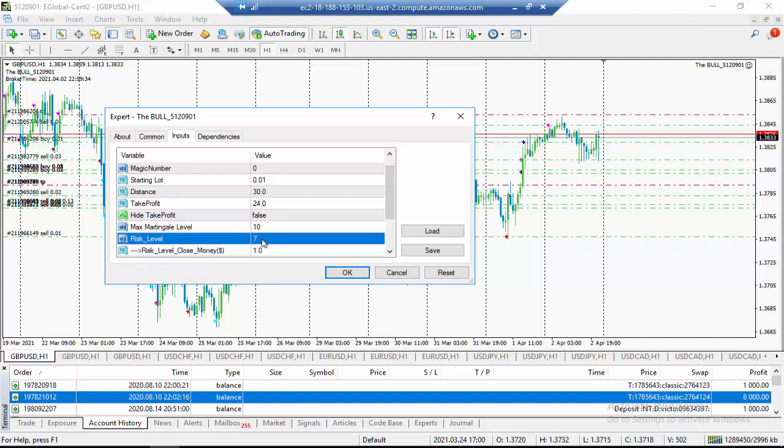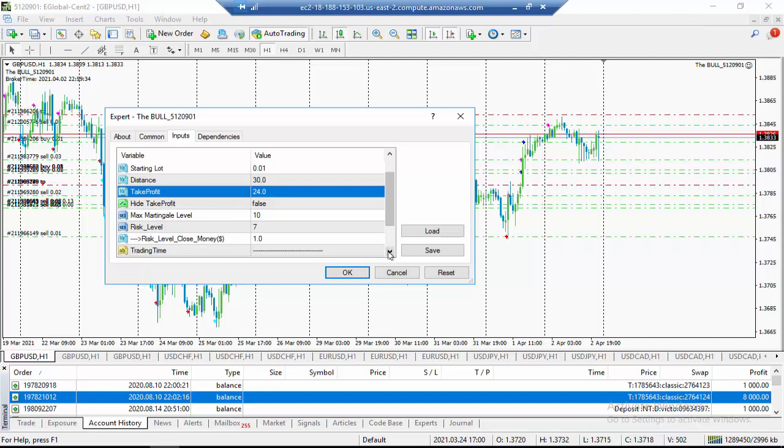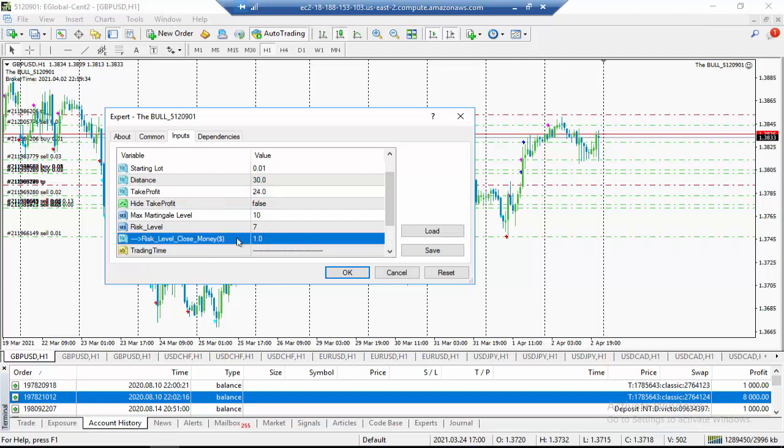Now let me come to risk level. What I am saying about risk level is that once my risk level is 7, that is 0.21 level, I don't want to get a profit of 24 pips anymore. What I want to get is just $1 profit. Sorry, okay, $1 profit. That's what I put here. Risk level close money, $1.